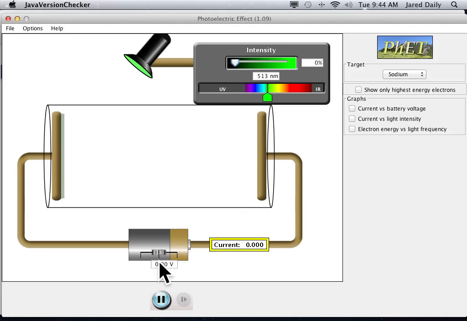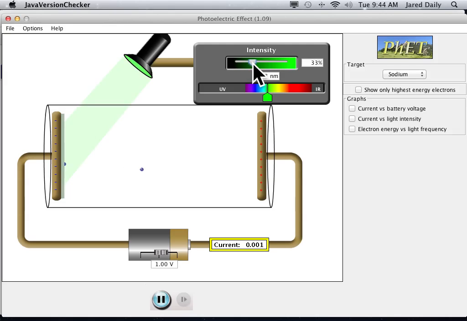What we've got right now is 0 volts, but we're going to crank up the voltage just a little bit. So we've got 1 volt. So here's our positive side, here's our negative side, and we're going to turn up the intensity of our light at green. And as we do this, what happens is we get a current. In other words, we get electrons jumping from the negative side to the positive side.